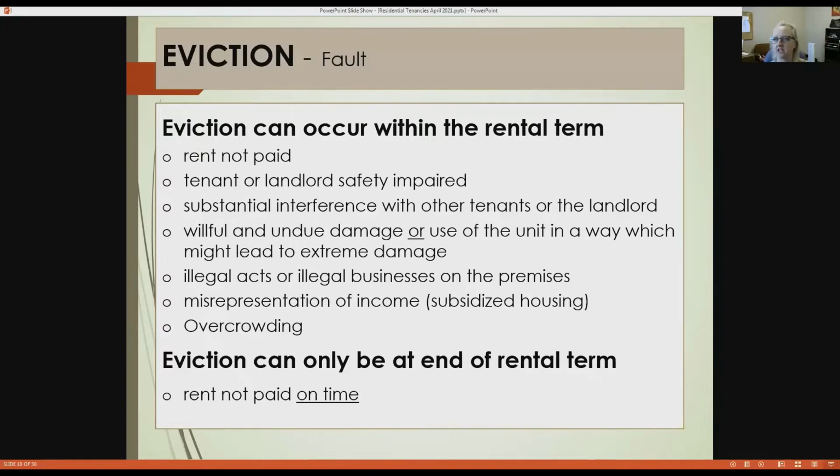And even with an eviction order granted, it is the sheriff that has the authority to change the locks, not the landlord. So the landlord has to go pay the sheriff, who will mail that notice, they'll come back at a specific date and time, and then they will change the locks.